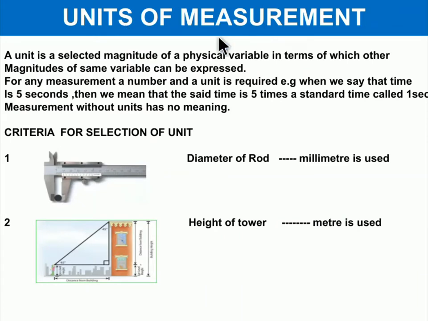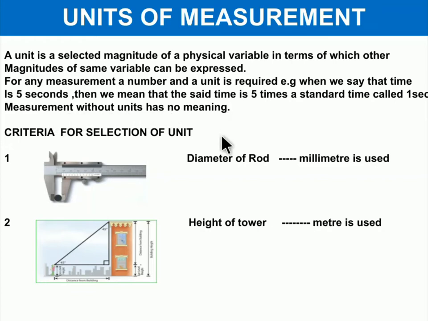Units of measurement. A unit is a selected magnitude of a physical variable in terms of which other magnitudes of same variable can be expressed. For any measurement, a number and a unit is required. For example, when we say that time is 5 seconds, then we mean that the set time is 5 times a standard time called 1 second. Measurement without units has no meaning.